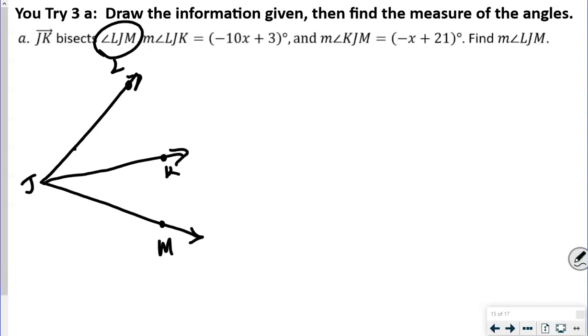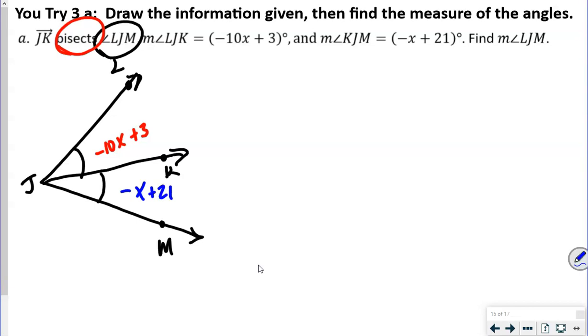Okay, so what does that tell me? It means that's congruent with that because of that word bisect, right? Bisects means that those two angles have to be congruent. Then it tells us LJK is negative 10x plus 3. KJM is going to be negative x plus 21. And then it's asking us to find the whole angle.